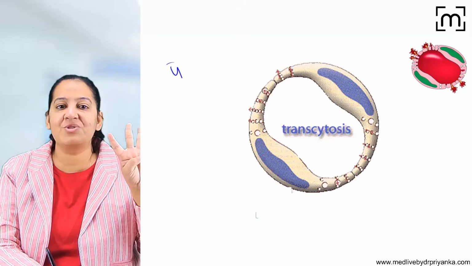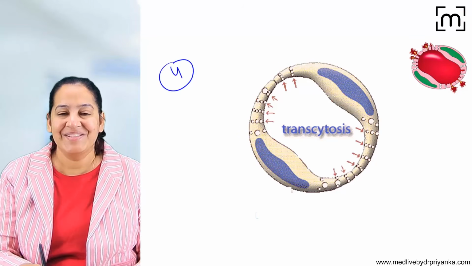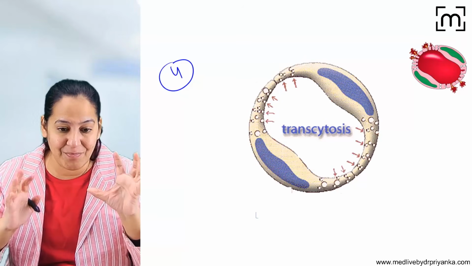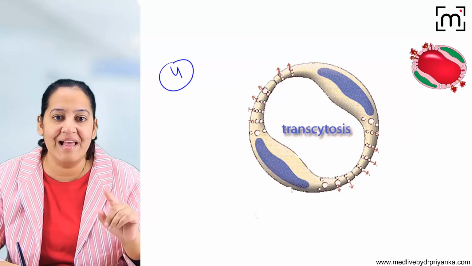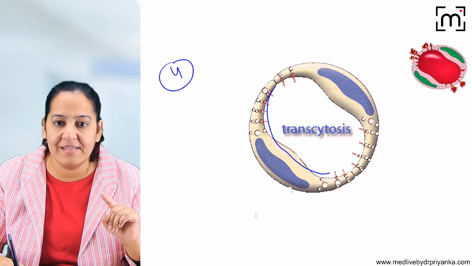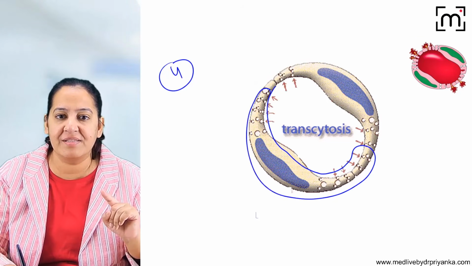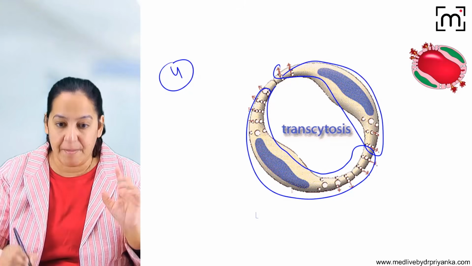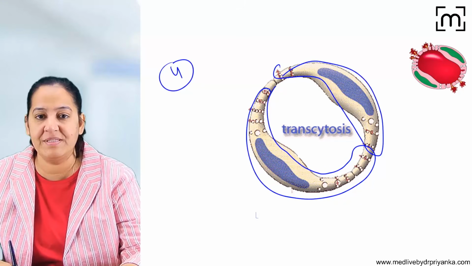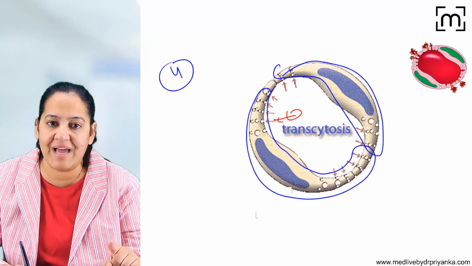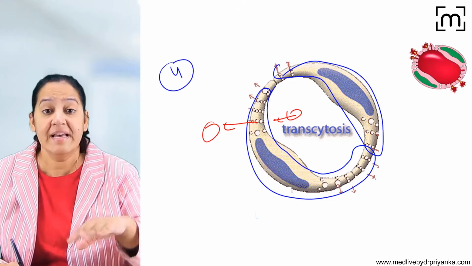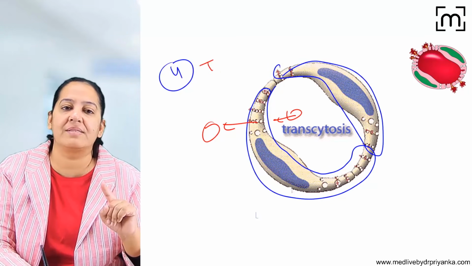The fourth one is transcytosis, cell within cell. Can you see the vacuoles inside the cytoplasm of the endothelial cell? Appreciate this is one endothelial cell, and this is another endothelial cell, and in their cytoplasm vacuoles are present. So basically WBC will enter from this side and come out on this side. Cell to cell movement is known as transcytosis.